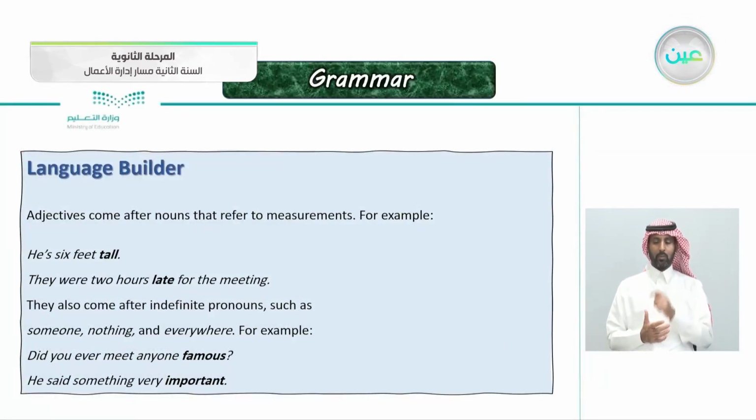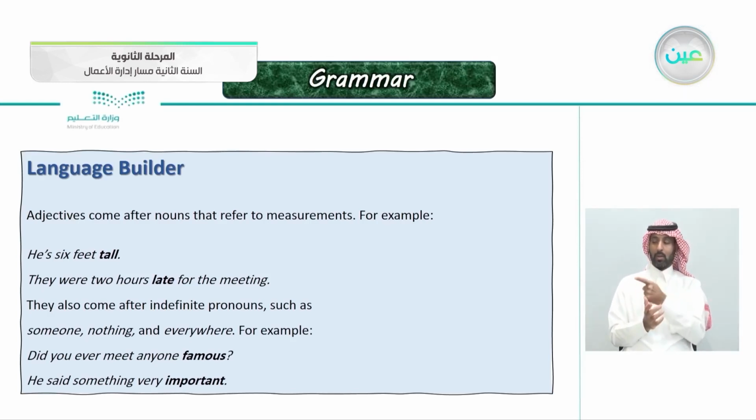Adjectives come after nouns that refer to measurements. For example, he's 6 feet tall. So these are the adjectives that come after nouns that refer to measurements. They were 2 hours late for the meeting. 2 hours. So this is measuring time here.